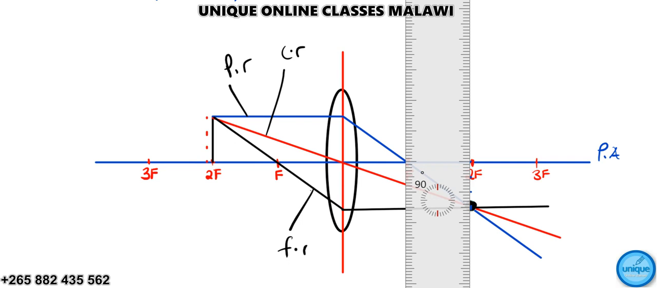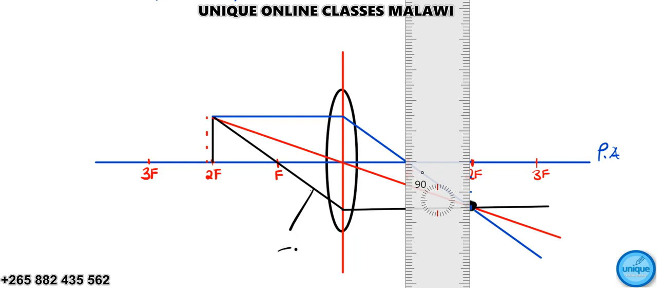So this is what happens when you place an object at 2f. If you place an object at 2f, the image is formed at 2f. Object at 2f, image also formed at 2f on the other side of our lens.